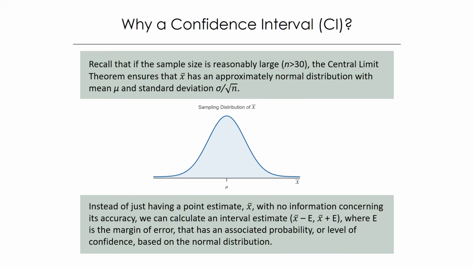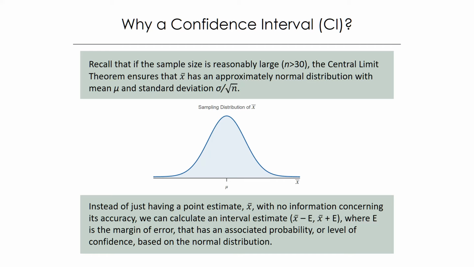First of all, why do we want to compute a confidence interval? Recall that if the sample size is reasonably large, if n is greater than 30, the central limit theorem ensures that x bar, the sample mean, has an approximately normal distribution with mean mu, the population mean, and standard deviation sigma over square root of n. Sigma, again, being the population standard deviation, n being your sample size.